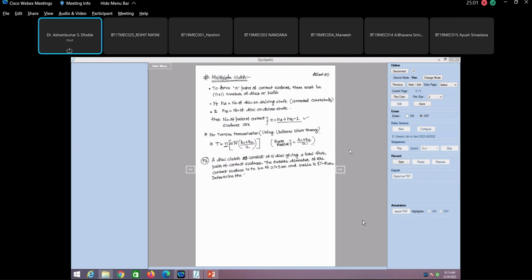Determine the pressure with which the disc must be held together if 37 kilowatt power is to be transmitted at 700 rpm. Assume mu equals to 0.3.